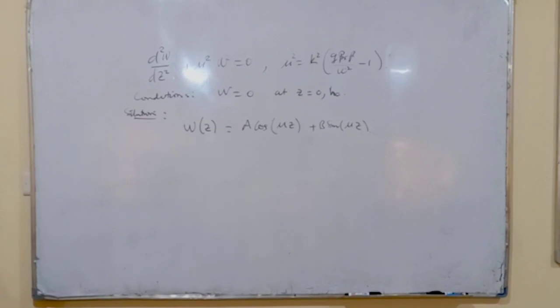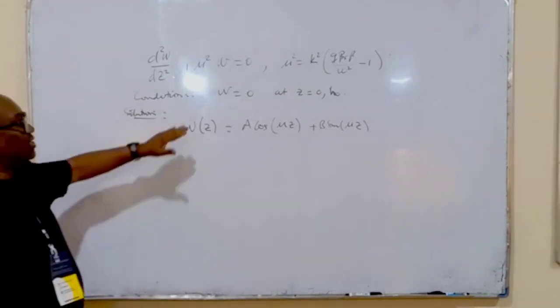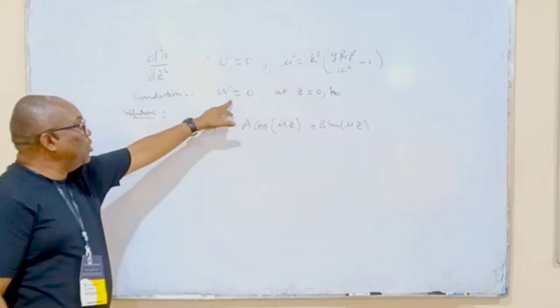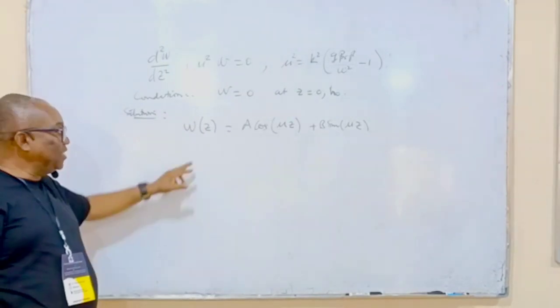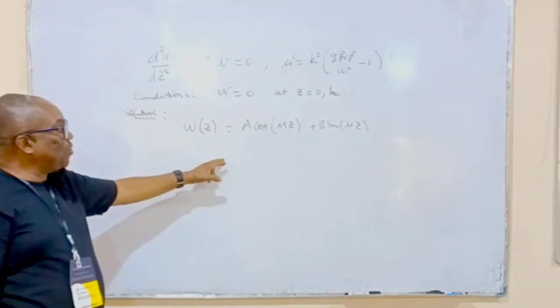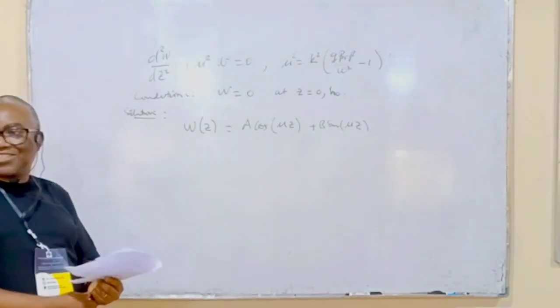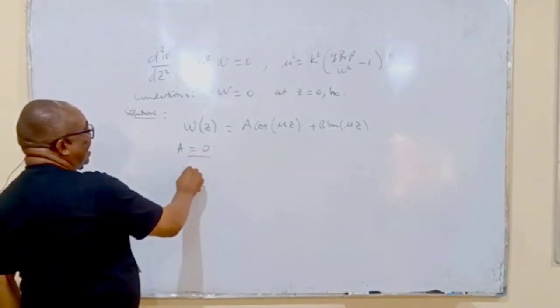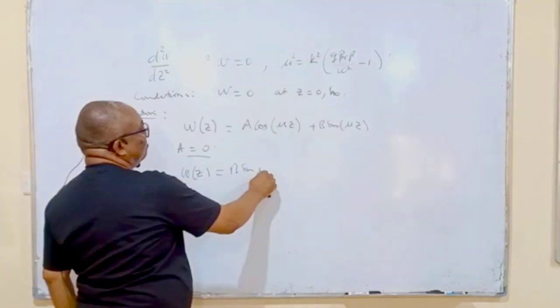We don't need to differentiate because the boundary condition does not contain a derivative. All you do is put w equal to 0 when z is 0. If you do that, first you have 0 equal to a plus b, is it not? The first condition gives you that a is equal to 0, and your problem now comes to w equal to b sine mu z.